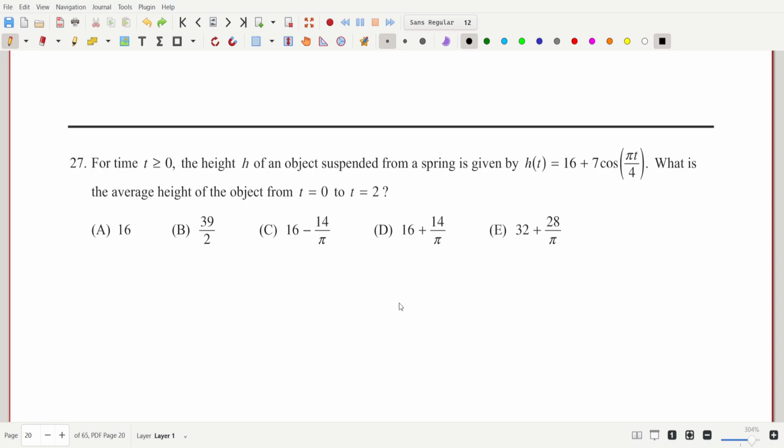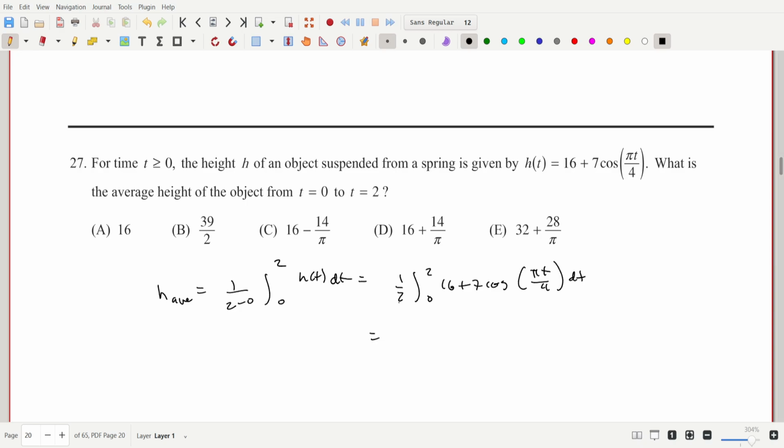27. For time t greater than 0, the height h of an object suspended from a spring is given by whatever. What is the average height? Okay, average height from 0 to 2. That's an average value thing. H average is 1 over 2 minus 0 times the integral 0 to 2 of h of t. That's 1/2 integral 0 to 2 of 16 plus 7 cosine pi t over 4 dt.